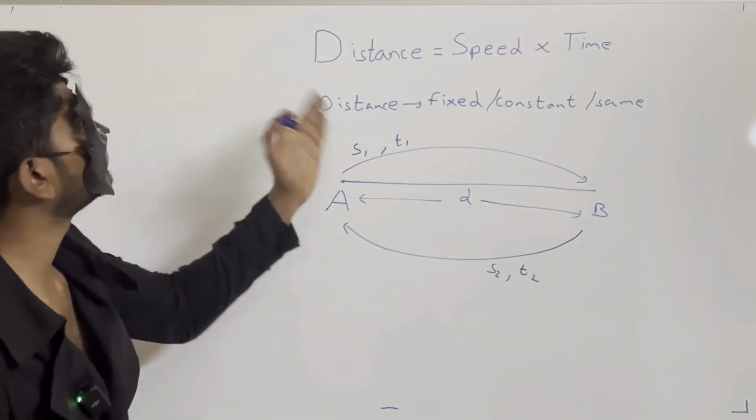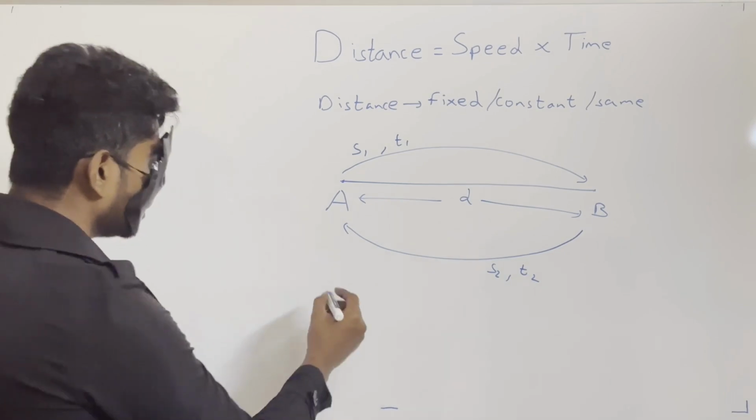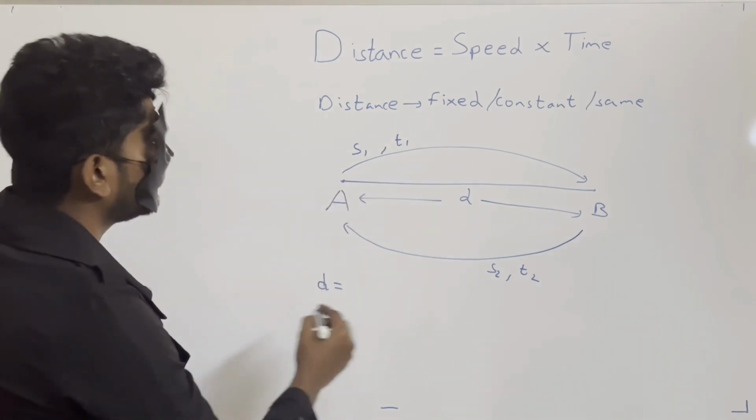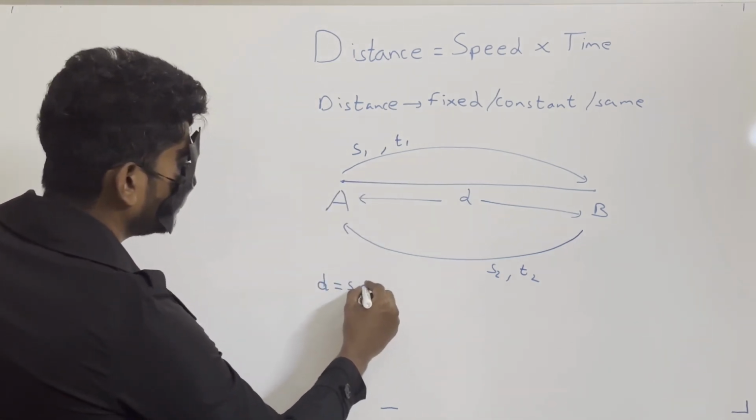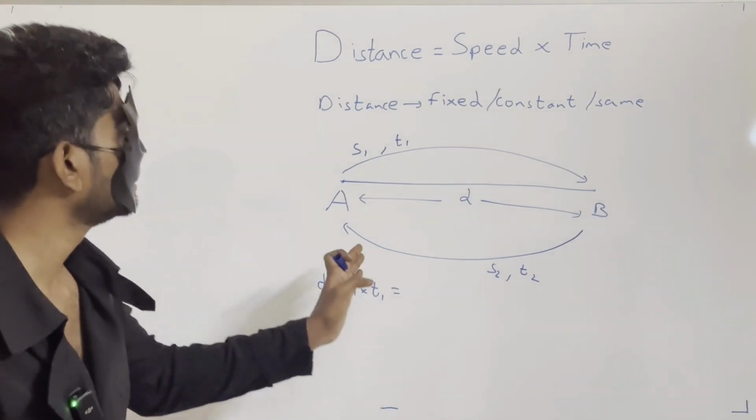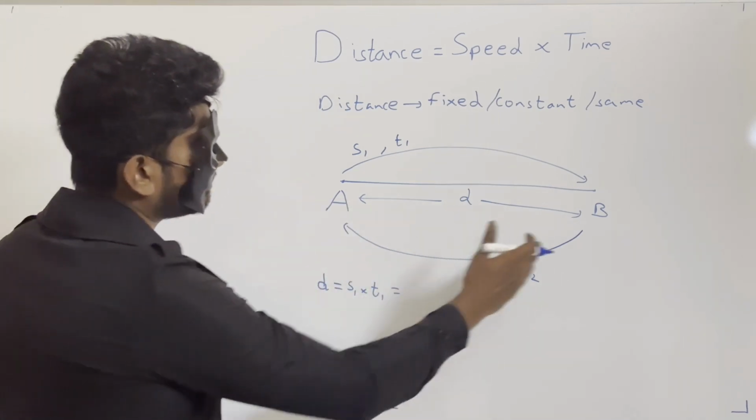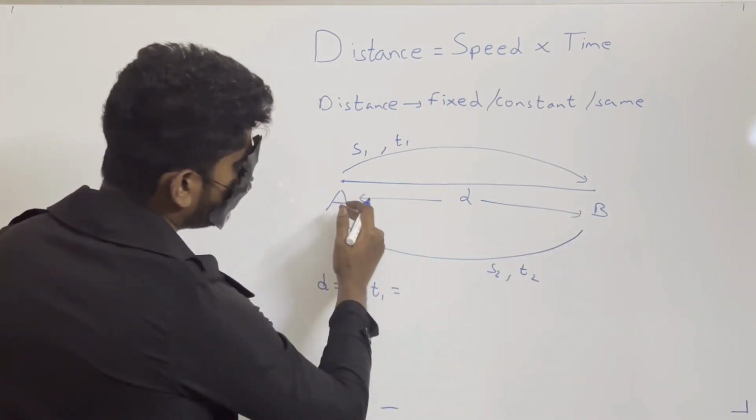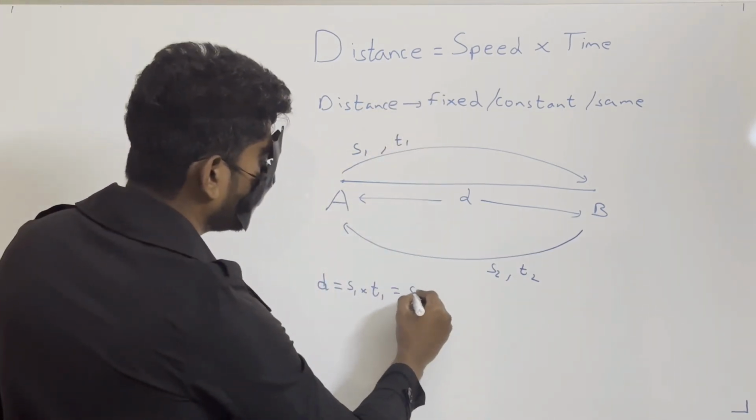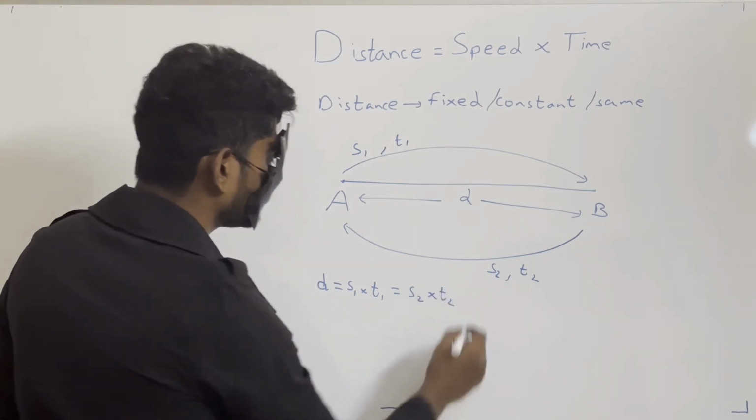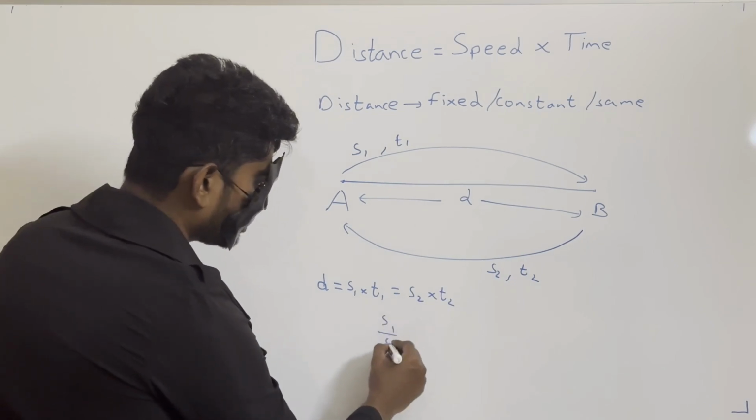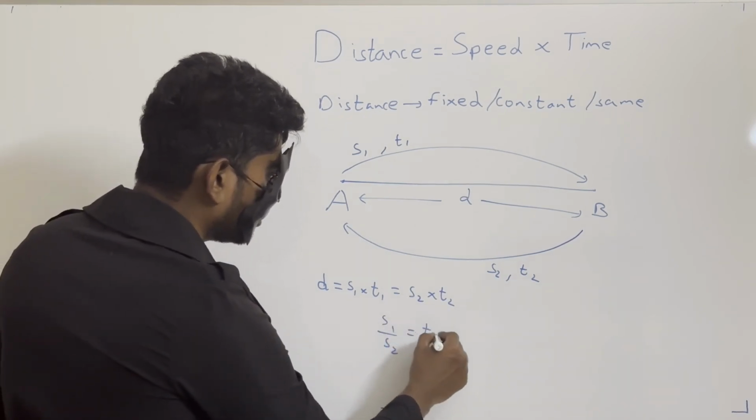We already know that distance is equal to speed into time. So distance D is equal to speed into time, that is S1 into T1. BA is also distance D, so here also we apply this formula: it is equal to S2 into T2. Now from this equation we get that S1 by S2 is equal to T2 by T1.